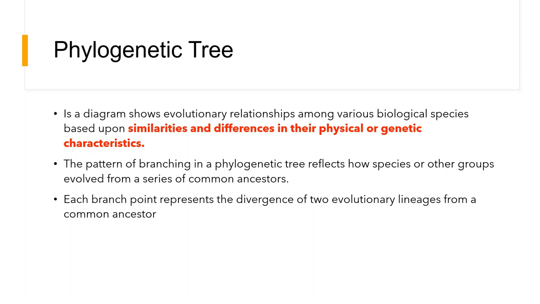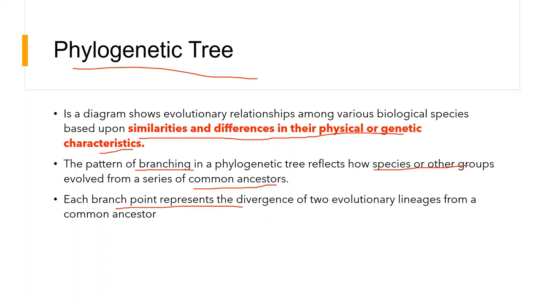Phylogenetic tree is the diagram that shows evolutionary relationship among various biological species based upon similarity and differences in their physical or genetic characteristic. The pattern of branching in phylogenetic tree reflects how species or other group evolved from a series of common ancestors. Each branch point represents the divergence of two evolutionary lineage from a common ancestor.